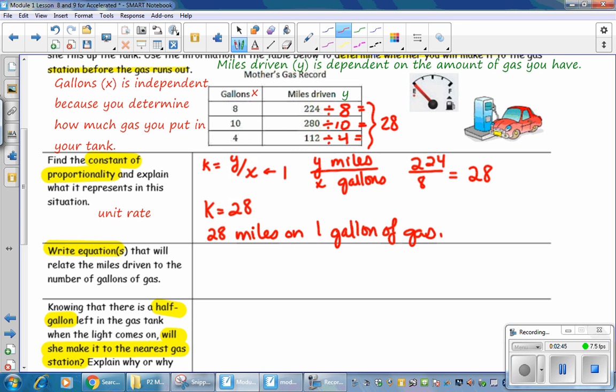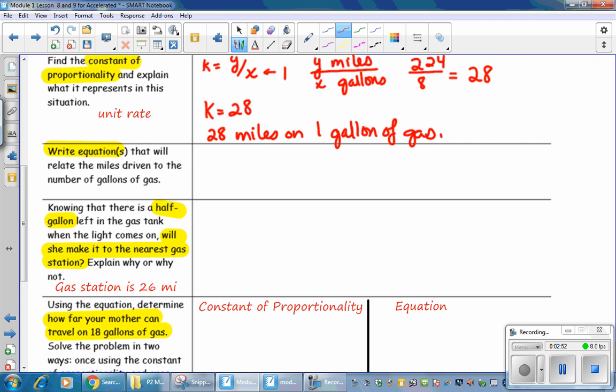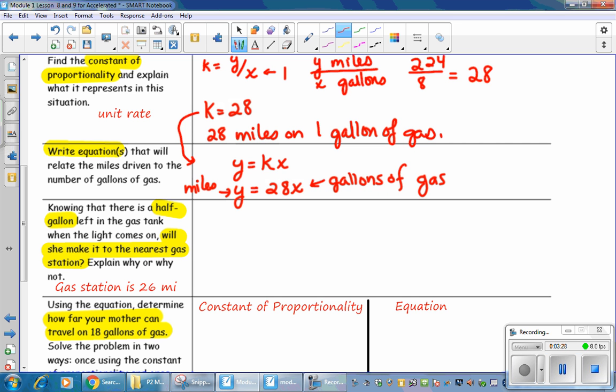Next, write an equation that will relate the miles driven to the number of gallons of gas. So the structure of our equation for a proportional relationship is y equals kx. And once you have determined what the constant of proportionality is, you just substitute it for k. So the equation is y equals 28x, where y is the miles driven and x is the gallons of gas. And k is 28, because you can get 28 miles for 1 gallon of gas. This is important because you can use this equation to answer questions about how many miles you can drive based on how many gallons of gas you have.